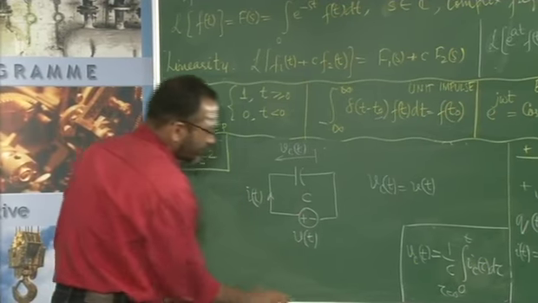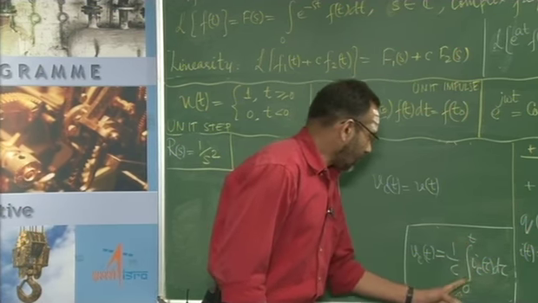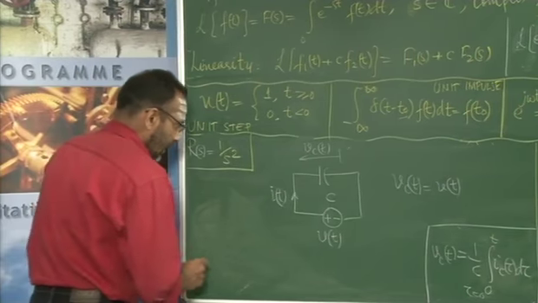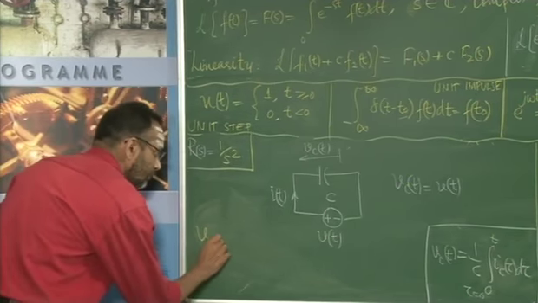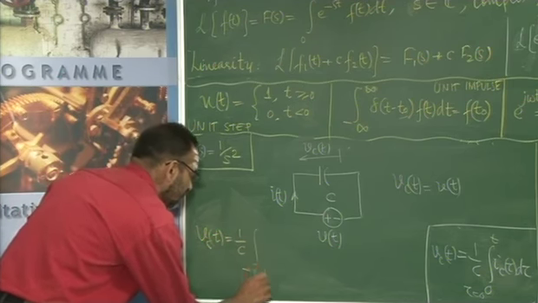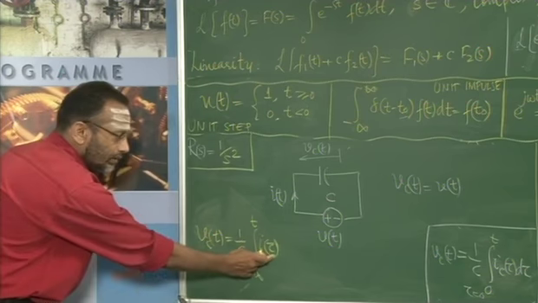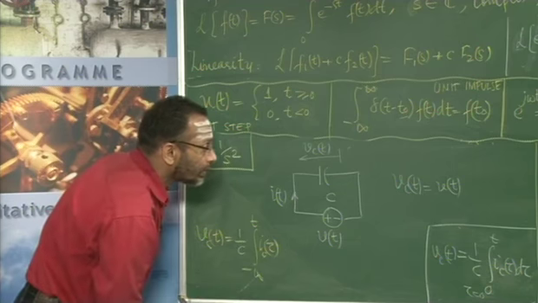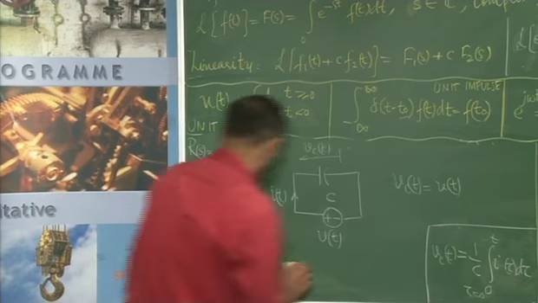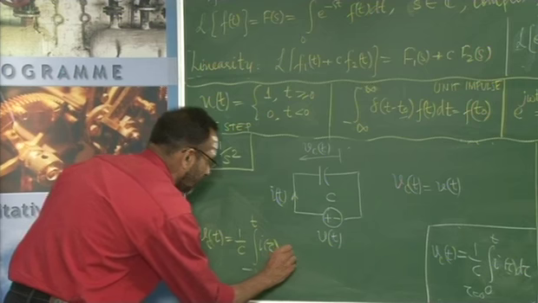Now, the question is whether I should write it 0 to t or minus infinity to t. In general, you can write it as minus infinity to t, and if you do that, then you are going to get this form: V c of t equals 1 over c integral minus infinity to t of I of tau d tau. I am not writing t here; I call it I of tau d tau.